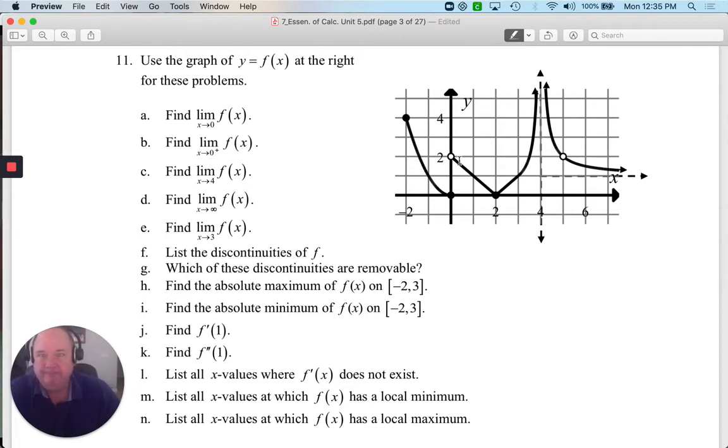B. Find the limit from the right. So what's the y value it's approaching from the right? It's 2. Don't be scared of the hole. Not what it is when it gets there, but what it's approaching. It's approaching 2. That's the answer.